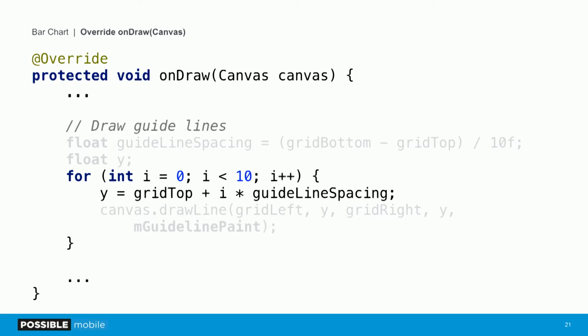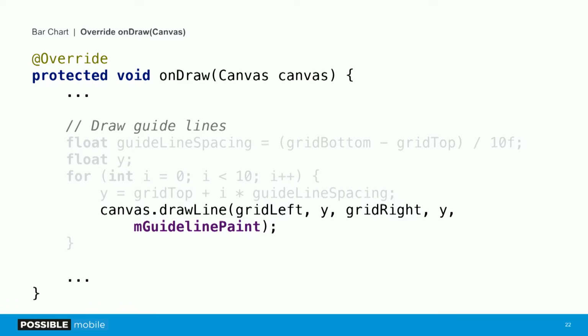For our Y position of each guideline, we're going to start at the top, which is either 0 or our padding, if they've decided they want that. And then we're going to add some number of spacings to it. So for the first one, it'll be 0, so it'll be drawn directly on the top of the grid. And then we'll move down a bit, down a bit, down a bit until we reach the bottom. After we have that Y value calculated, similar to how we did before, we're just going to call draw line. So we're going to start on the left with that Y value and then go to the right with the same Y value, so we'll get one big horizontal line across the graph. And again, we'll give it a paint so the line actually looks like something.